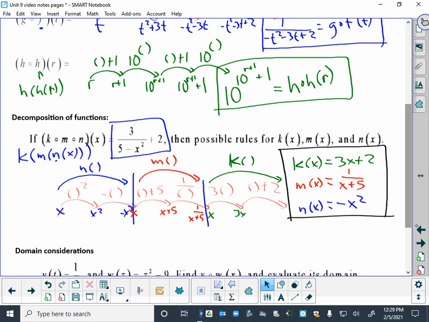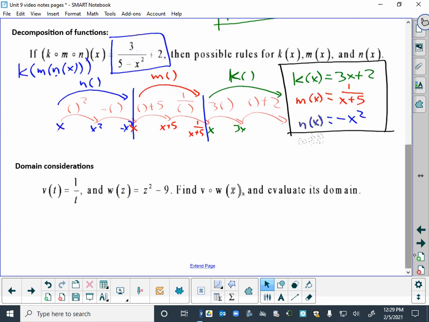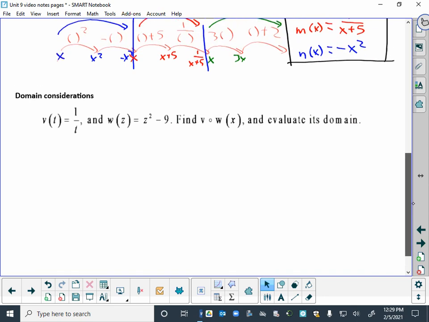So these are possible values for k of x and m of x and n of x, and if I compose them in that correct way, or in the way that's prescribed in k circle m circle n of x, then I will end up with the target function there. Okay. All right, so all of this stuff we've been talking about domain along the way as well.